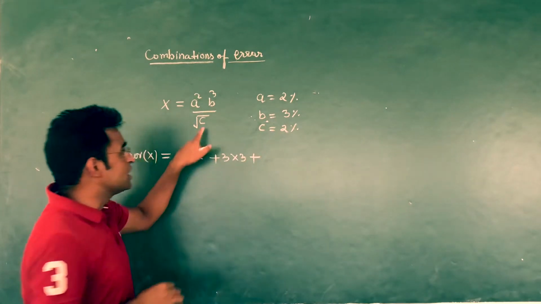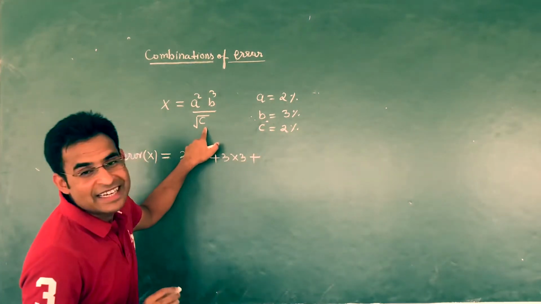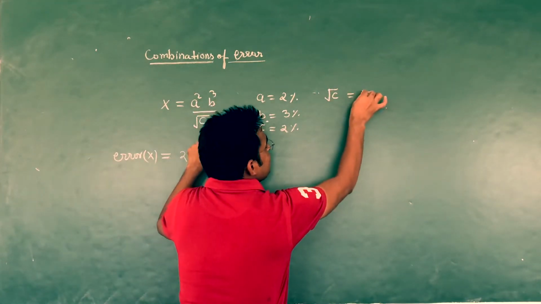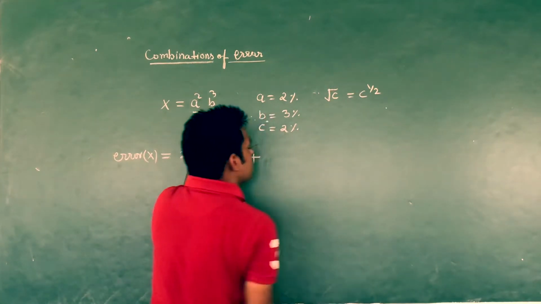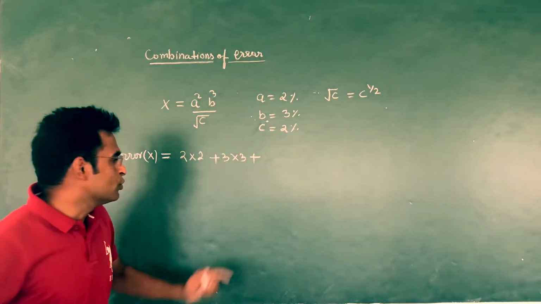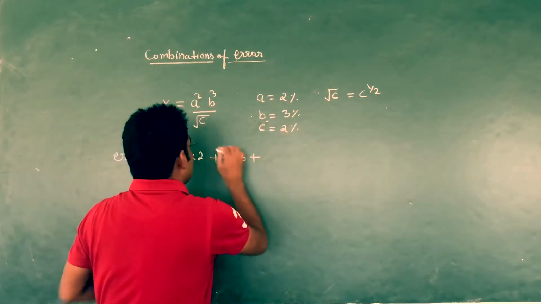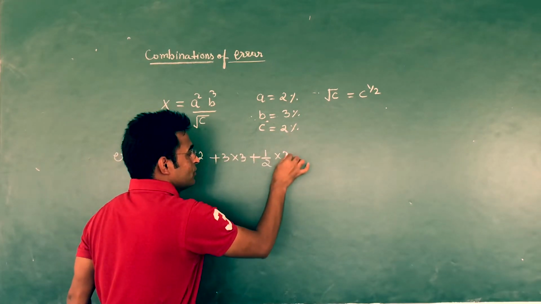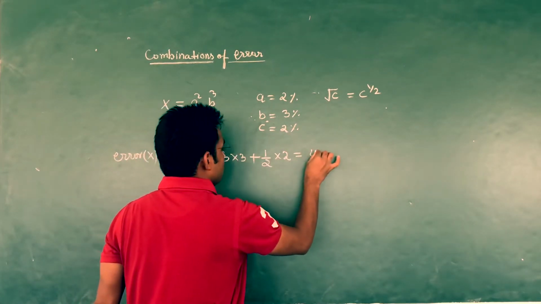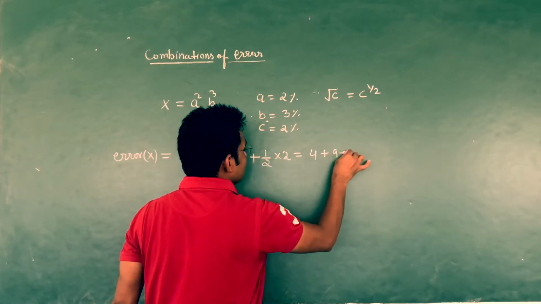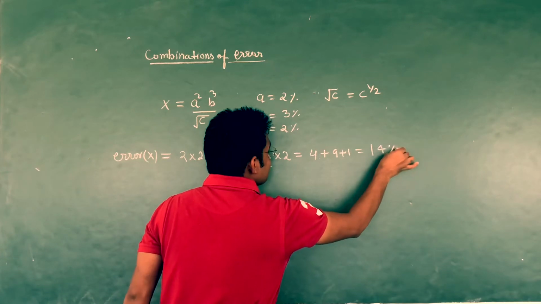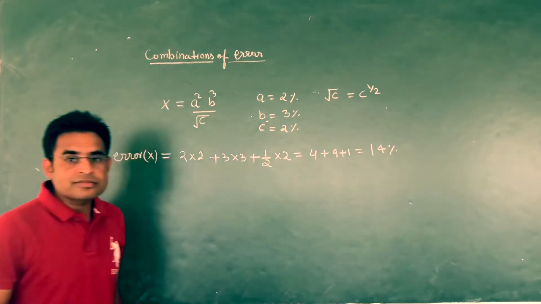What's the power of C? Power of C can also be written as 1 by 2. Under root means power of that variable is 1 by 2. So what's the power of this one? 1 by 2. And the percentage error in C is 2. So if I calculate this one, it will be 4 plus 9 plus 1. That will be 14%.